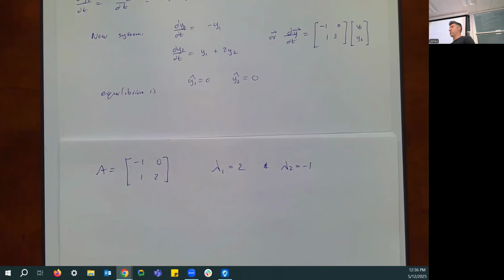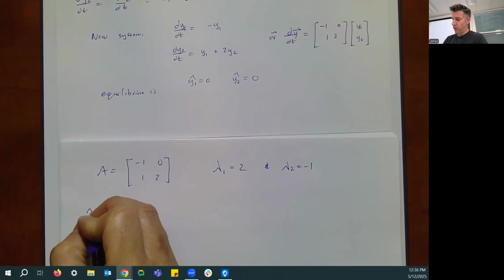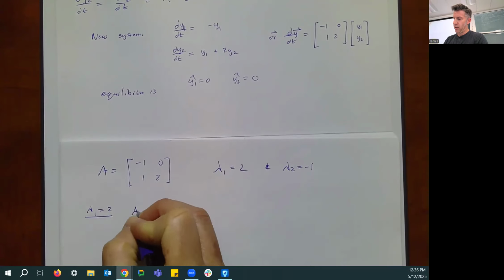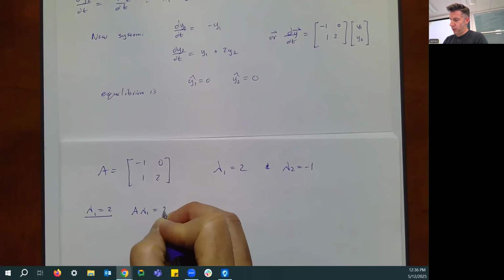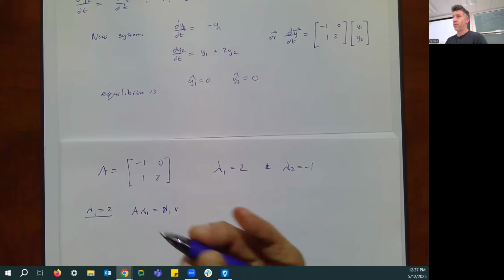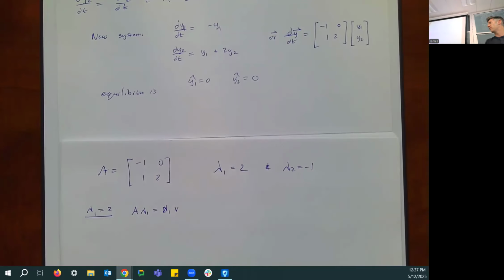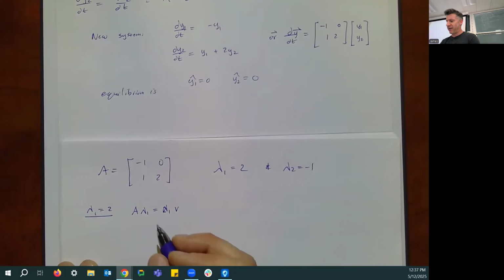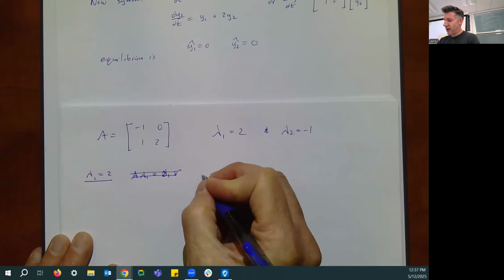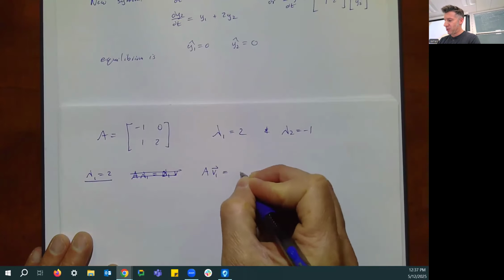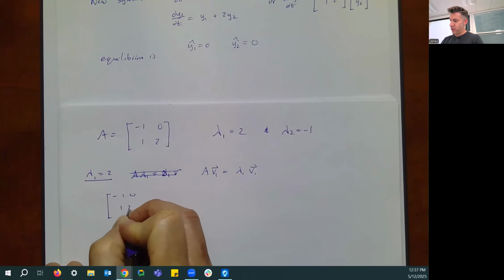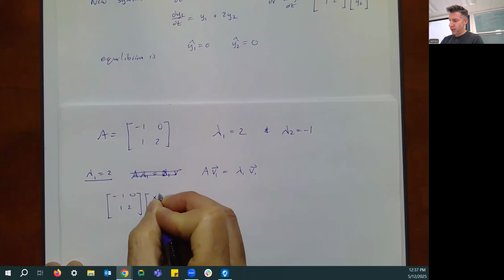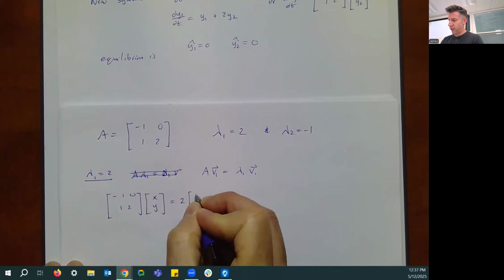And then we can find the eigenvectors, which are also not too terrible to find. So for lambda1 equal to 2, we have A times... Oh my gosh, I feel like my brain is not working. I'm writing the wrong equations all over the place. Sorry. We don't multiply the matrix by the eigenvalue, we multiply the matrix by the eigenvector. So we should have A times V1 equal to lambda1 times V1, which written out is -1, 0, 1, 2 times the vector we're looking for equal to 2 times the vector we're looking for.